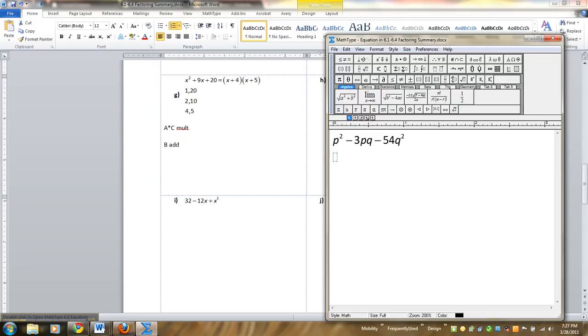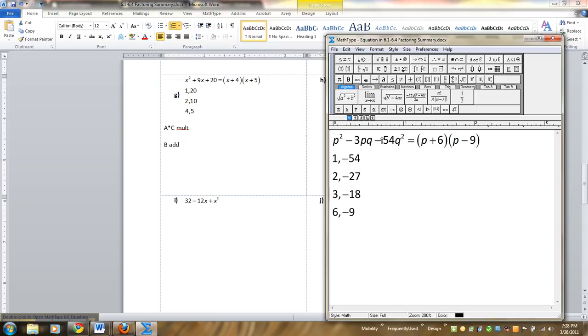All right, let's do it again over here. I need to multiply to negative 54. Let's see, there's 1 and negative 54, 2 and negative 27, 3 and negative 18, 4 doesn't go into it, 5 no, 6 and negative 9. Oh, there it is. Those two add up to negative 3. So you can say p plus 6, p minus 9.